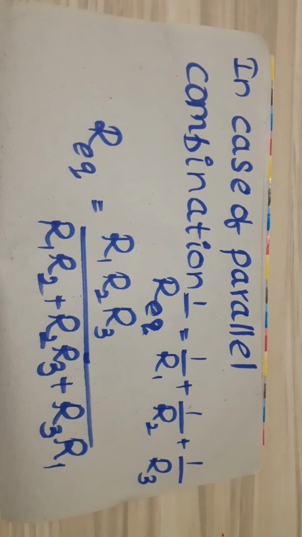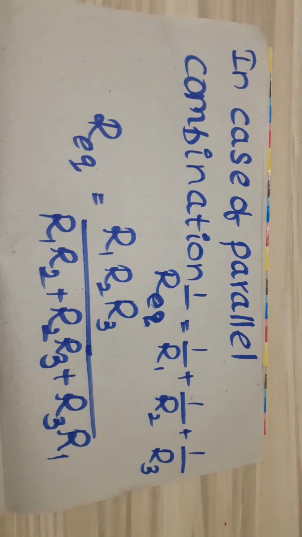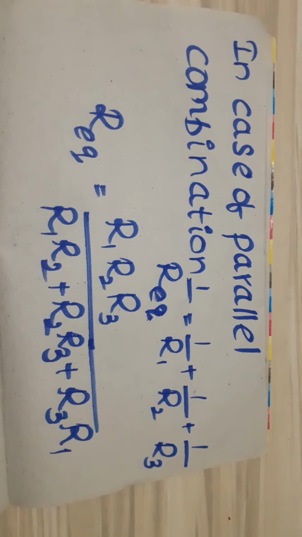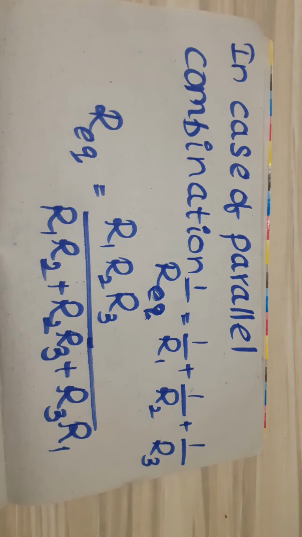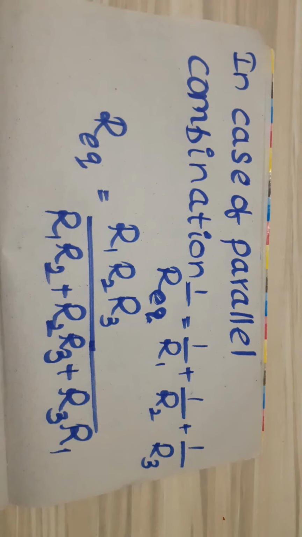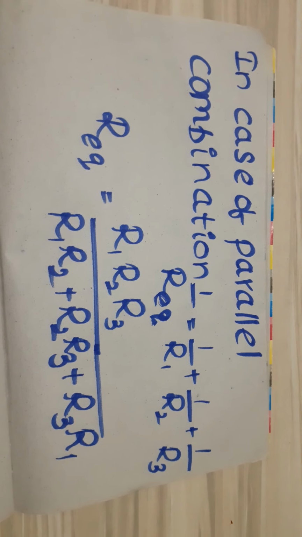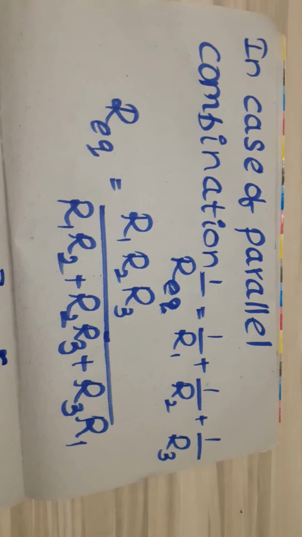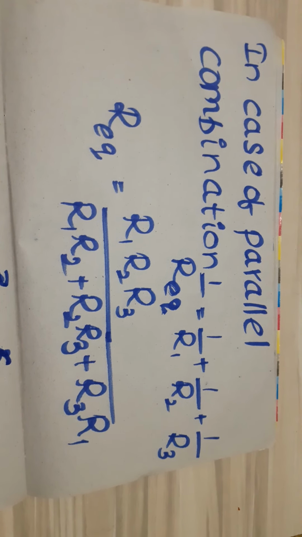In this question, 3 resistors are given, so we have to take R1, R2, R3. The formula is 1 by R equivalent equals 1 by R1 plus 1 by R2 plus 1 by R3. I want the R equivalent value. R equivalent equals R1 R2 R3 by R1 R2 plus R2 R3 plus R3 R1.